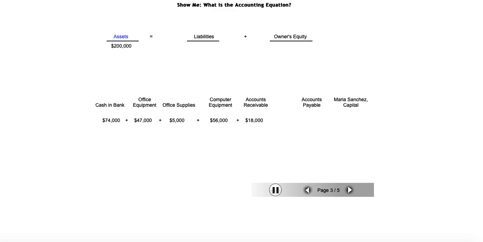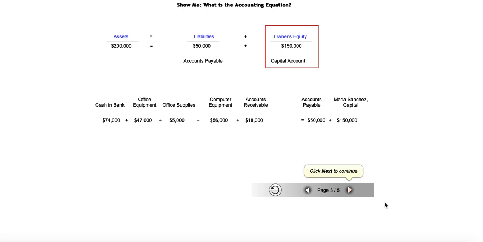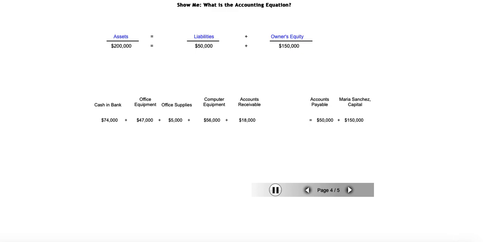Other accounts are used to record the business's liabilities and the owner's equity. Accounts payable records liabilities, and a capital account records the owner's financial claim to the business's assets. Keeping the accounts up to date means that every change in the business's finances must be recorded. Each transaction affects at least 2 accounts.